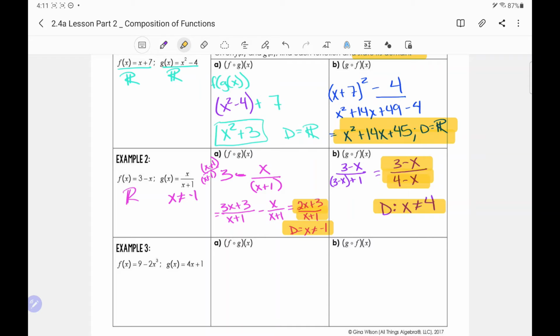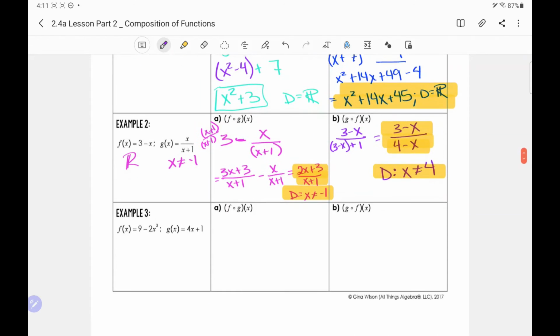So here's our final answer. 3 minus x over 4 minus x is the function, and the domain is that x cannot equal 4. Okay, hopefully you're getting the hang of this. At this point on example 3, go ahead and pause, try doing it on your own, and then come back to the video and look.